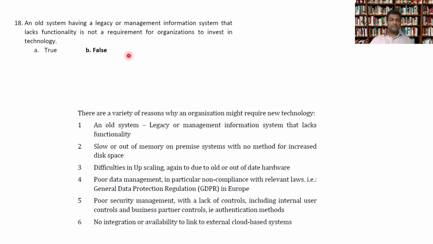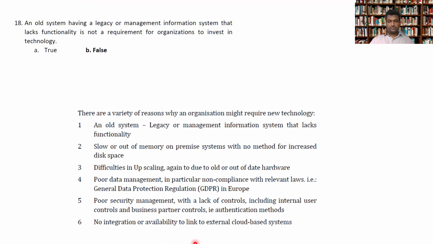So the answer is selected as false because it says lacking of functionality is not a requirement to invest. It is not correct. If the functionality is not there, even in a legacy system or a new system, we have to get that functionality, right? But if the legacy system, the old system, still has the functionality, there's no need to invest in it. So for this question, the answer is false.